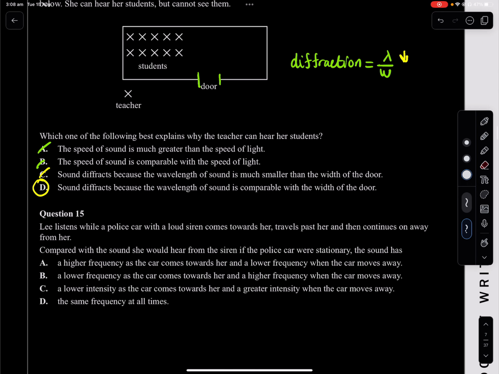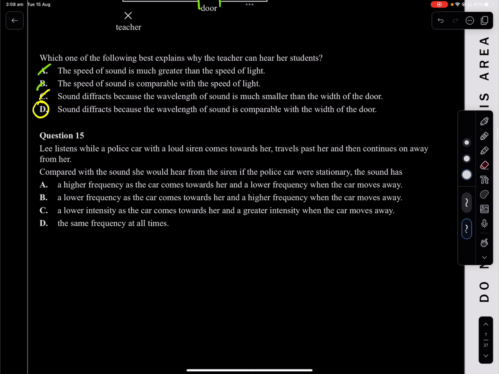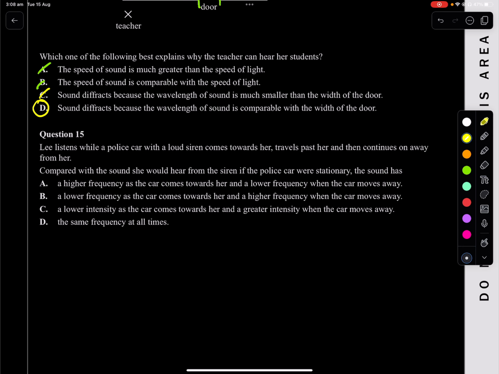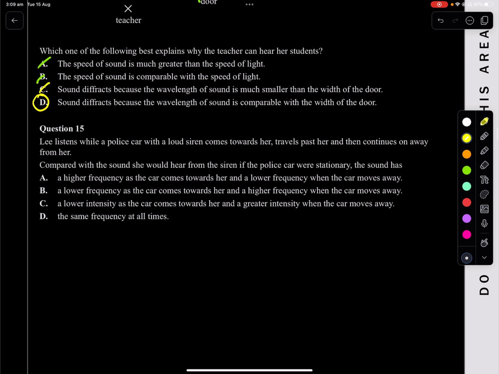Okay. Lee listens while a police car with a loud siren comes towards her, travels past her and then continues on its way from her. Compared with the sound she would hear from the siren if the police car were stationary, the sound has. Okay, so this is Doppler's effect over here. I know for a fact.